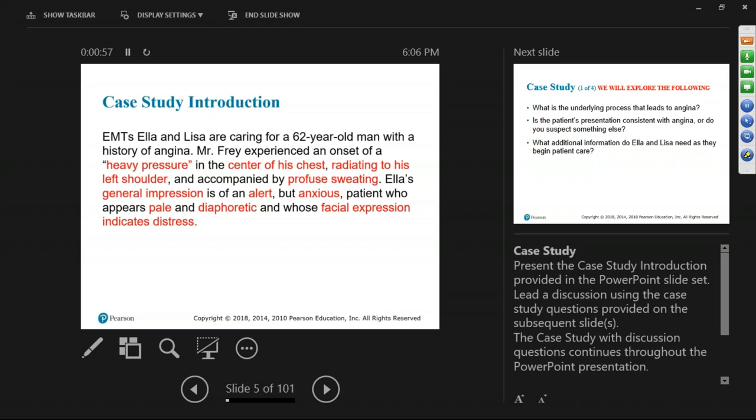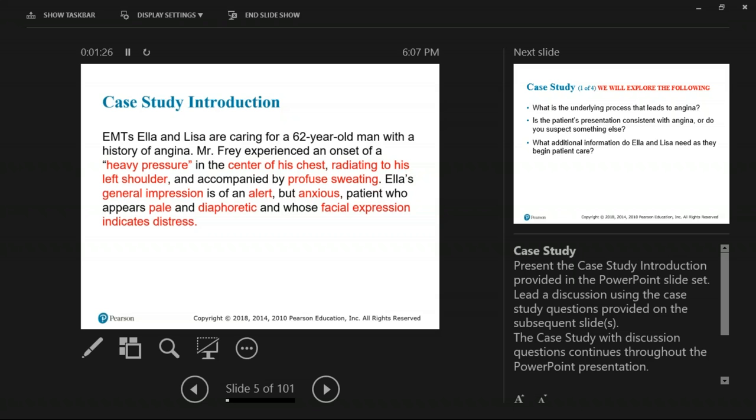But here's a case study. This one's actually a pretty good one. You've got two EMTs, Ellen and Lisa, caring for a 62-year-old man. This guy has a history of angina. Unless you've read the chapter, you probably don't know too much about angina. But Mr. Fry has an onset of heavy pressure in the center of the chest, radiating to the shoulder. And I'm highlighting the stuff that is very typical.